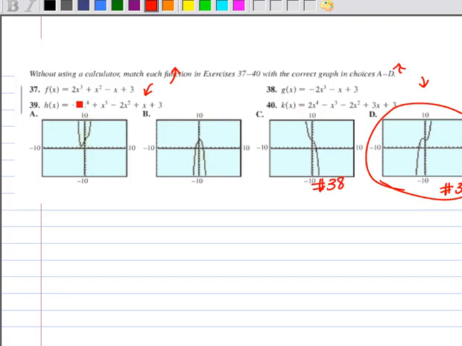39 is an even degree function with a negative leading coefficient, so its end behavior is down. So that is part B. And by process of elimination, we know that A has to be for number 40, but that is true because it's 2x to the 4th, which has an up on its end behavior, which is exactly what this graph shows.